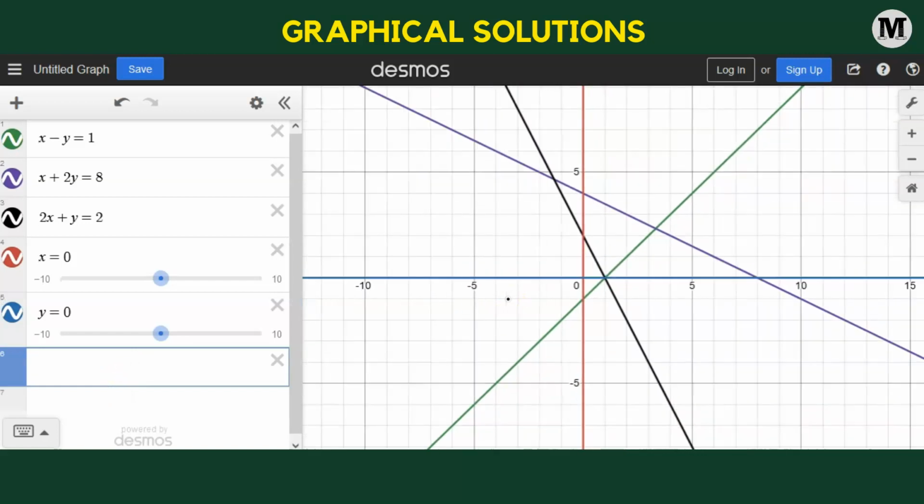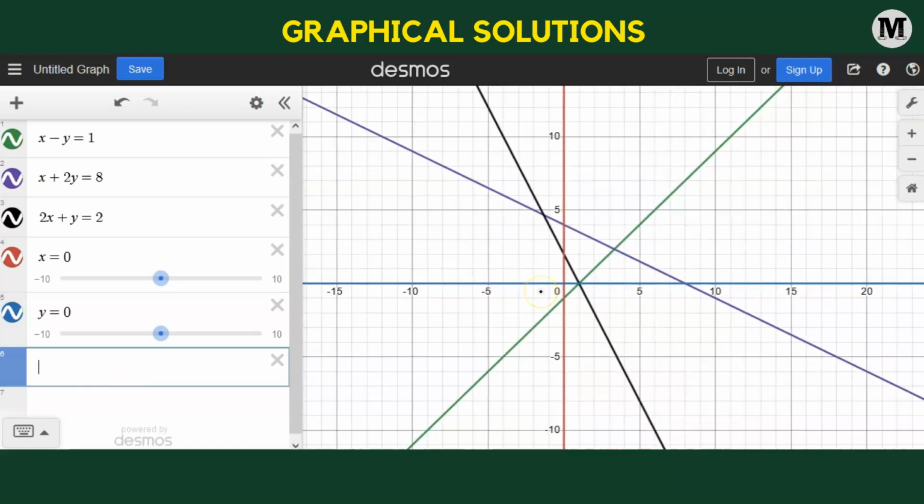Here we have all the graphs plotted. Let's consider the graph of x minus y equals 1, represented by the green color here. This line divides the xy plane into two regions. One region lies above the line, which we can call region number 1, and the other lies below the line, which we can call region number 2. Now we need to check which region satisfies the inequality x minus y less than or equal to 1.